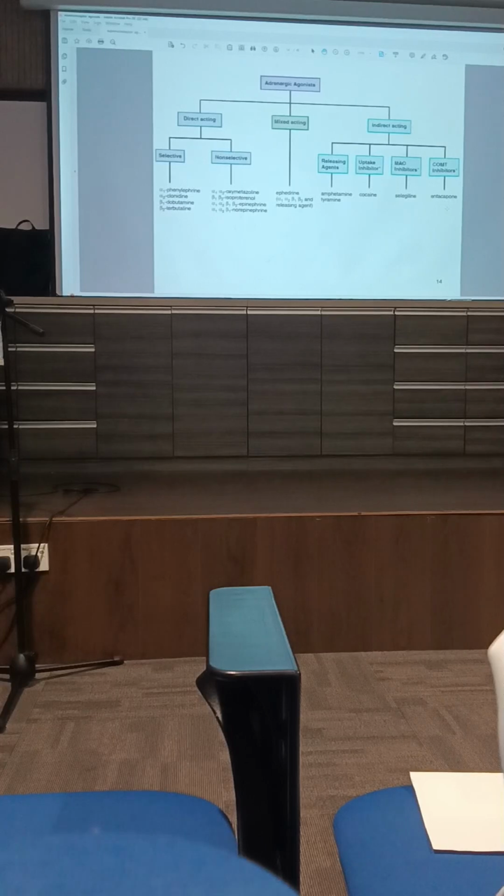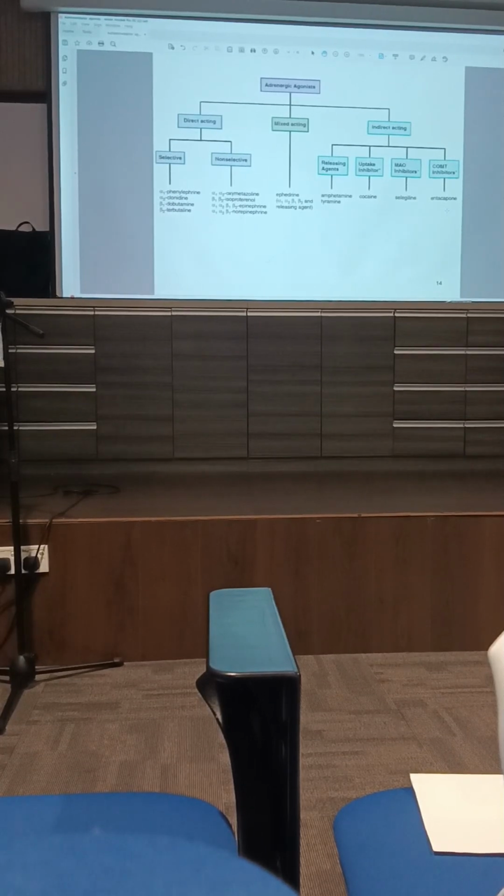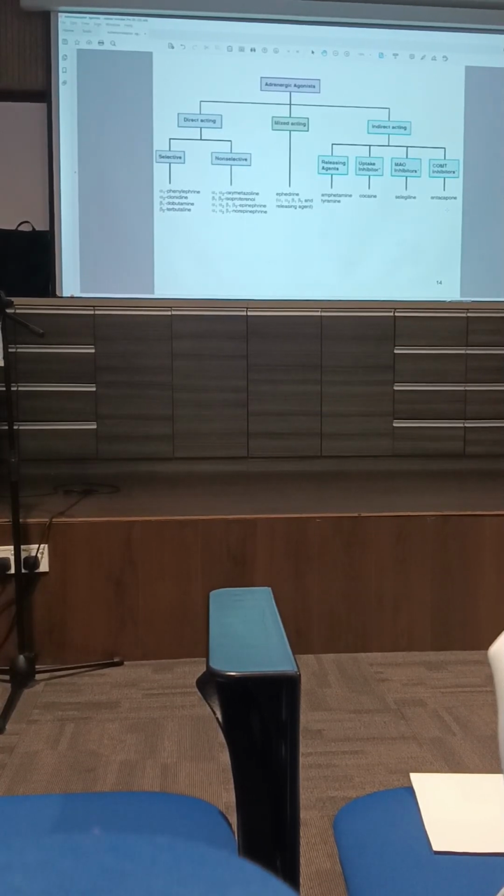Those are the examples under the subdivision of adrenergic agonists. For direct acting, there are two types: selective and non-selective. For the selective ones: alpha 1, phenylephrine; alpha 2, clonidine; beta 1, dobutamine; beta 2, terbutaline.